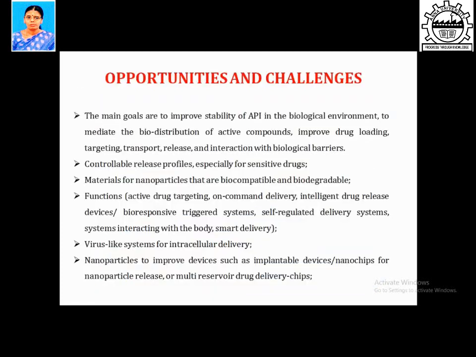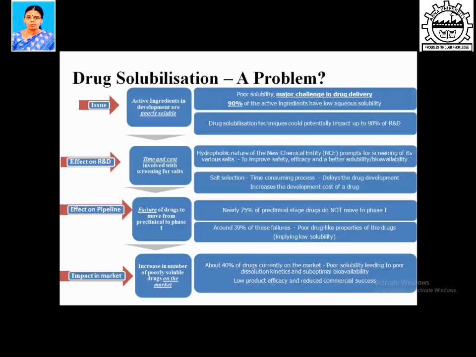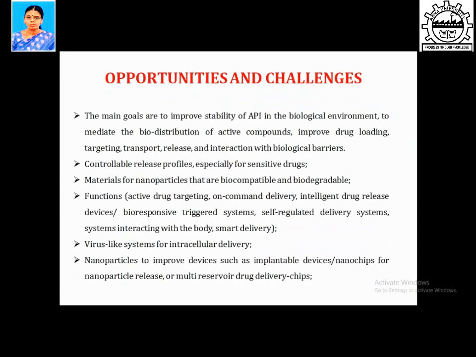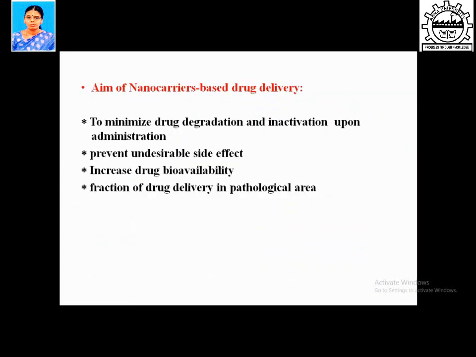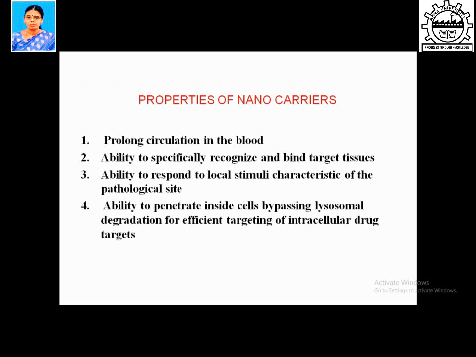The aim of any nano carrier delivery system is to minimize drug degradation and inactivation upon administration and to prevent undesirable side effects, because you are trying to maintain the drug concentration within the therapeutic window, and increase drug viability by improving the solubility of the drugs. Very importantly, the right amount of drug concentration will be at the right place.